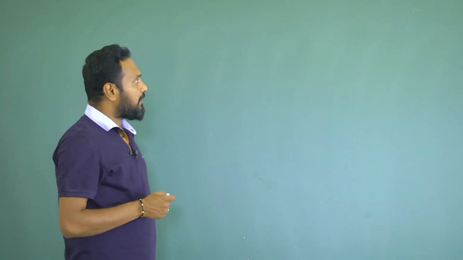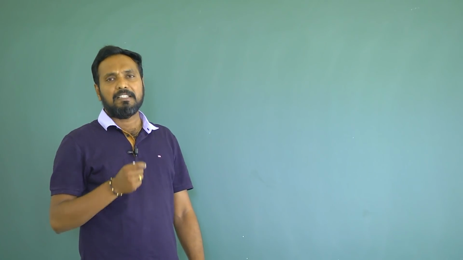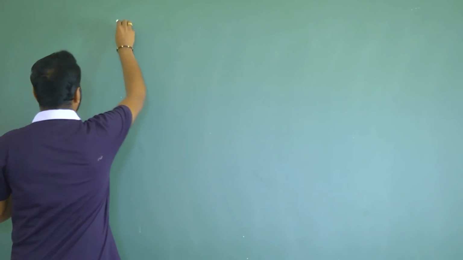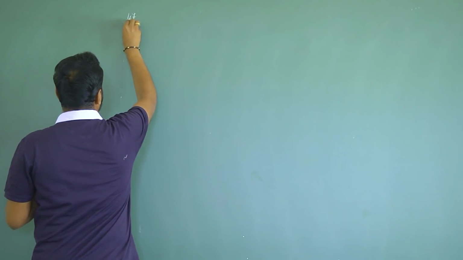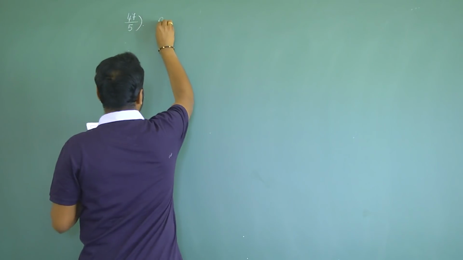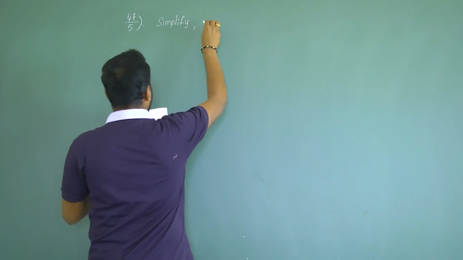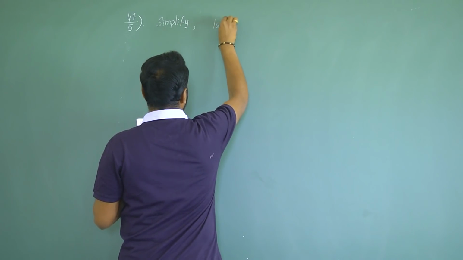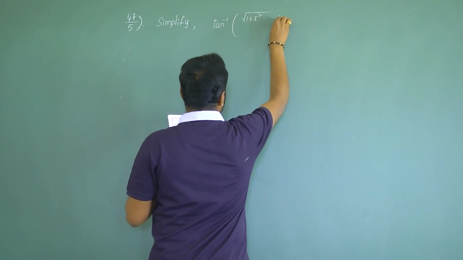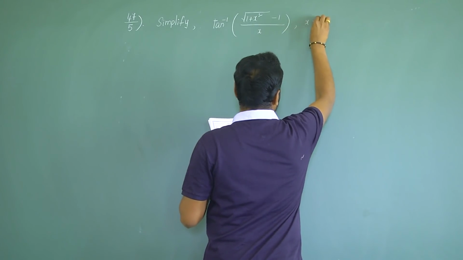So we'll discuss the problems based only on the model of simplification, meaning they will ask us to simplify some functions. In that, first, on page number 47, the fifth question we are going to discuss. It is: simplify tan inverse of square root of 1 plus x square minus 1, divided by x, comma, x not equal to 0.